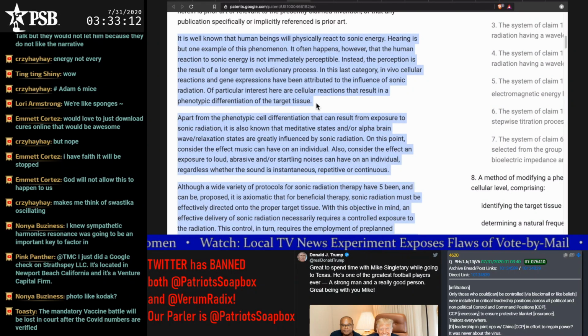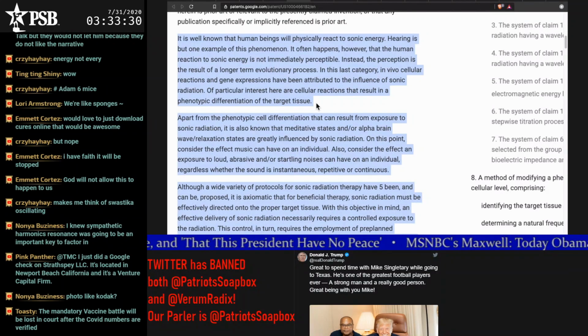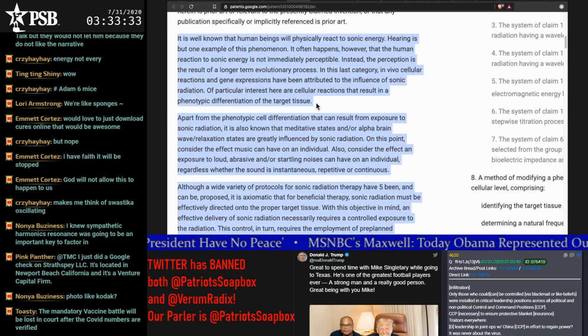Microwave acoustic imaging, thermoacoustic imaging, photoacoustic imaging, microwave hearing. That would be the Air Force patents. I can show you those. And the reason I'm saying this to you is because we're looking at something that says that the influence of sonic radiation is able to do things like manipulate the phenotypic expression of target tissues up to and including cells. And there are technologies that prove that they work.